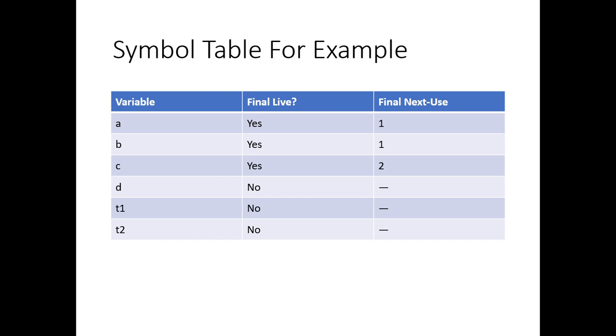T1 is not live and has no next use. It is used in line number 2. After that, T1 is never used again. So after line 2, it becomes not live. T2 is not live and has no next use. It is used in line number 3. After line number 3, it is never used again. So after line 3, it becomes not live.